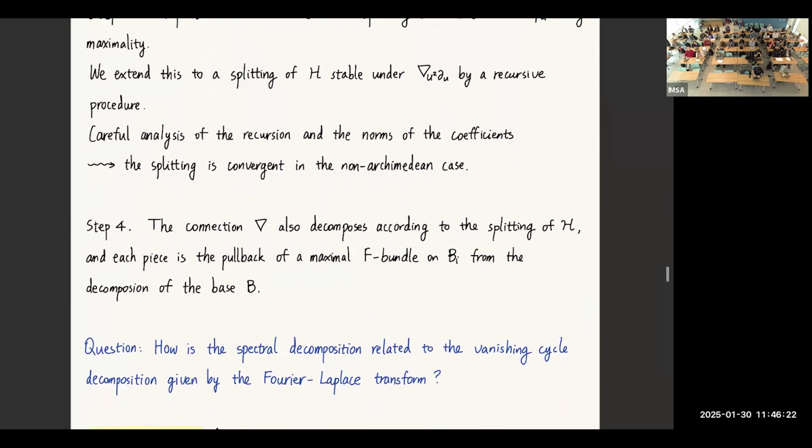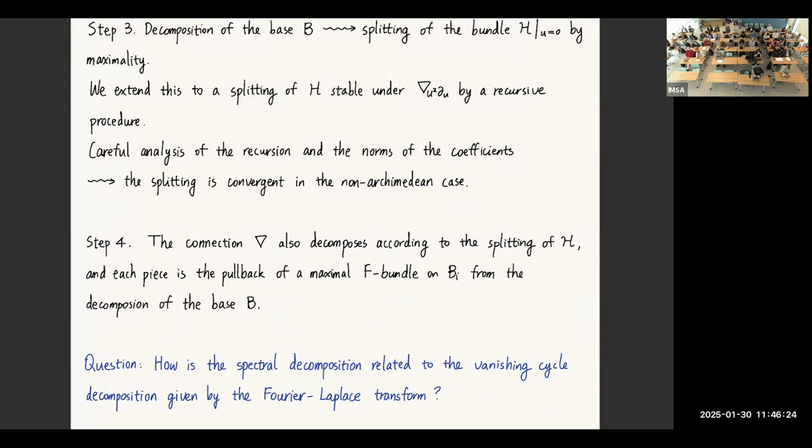And then there is a natural question, because I motivated this spectral decomposition via the vanishing cycle decomposition in the analytic case by the Fourier-Laplace transform. The natural question is, how is the spectral decomposition theorem related to the vanishing cycle decomposition from the Fourier-Laplace transform?